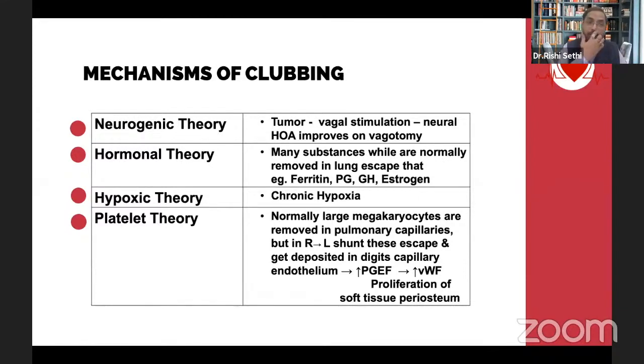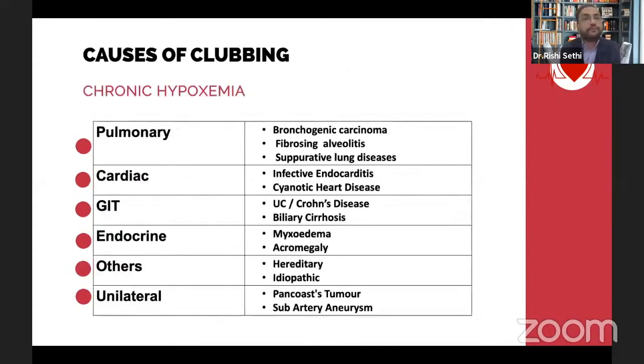There is a hypoxic theory of opening up of capillary vascular beds, and there is a platelet theory where large megakaryocytes that are generally removed in the pulmonary capillaries escape this removal in a right to left shunt and get deposited in the distal capillary endothelium, giving rise to various growth factors and proliferation of the soft tissue.